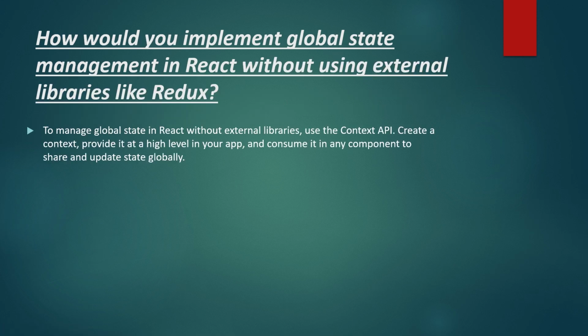So let's move to a different question. How would you implement global state management in React without using external libraries like Redux? To manage global state in React without external libraries, we can use the Context API. Create a context, provide it at a high level in your app, and consume it in any component to share and update state globally.